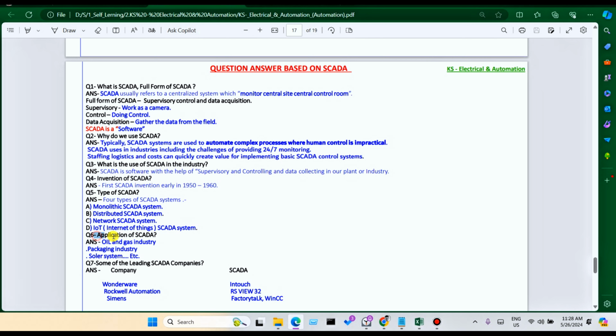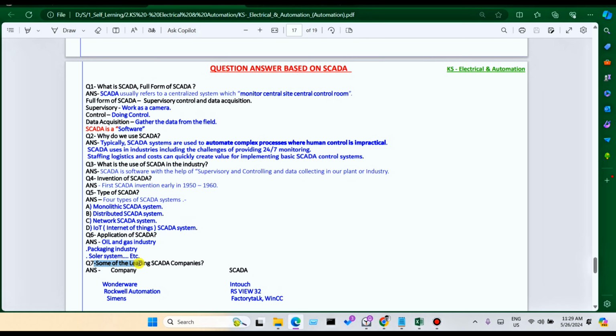Next is the application of SCADA. What are the applications of SCADA? Oil and gas industry, packaging industry, meaning water packaging and milk packaging, which is the dairy industry, solar systems, RO systems and other industries.